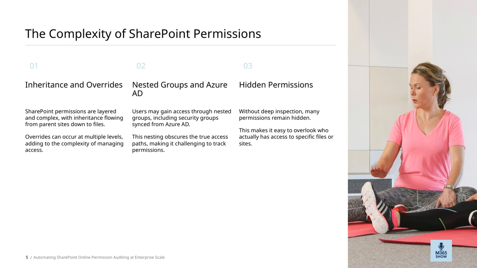Another layer of complexity comes from how SharePoint permissions are structured. They are layered and often inherited from parent sites down to individual files. But this inheritance isn't always straightforward. Overrides can happen at various levels, which adds to the difficulty of managing who has access and where. Understanding these key points highlights why permission management at enterprise scale needs careful, automated auditing solutions to ensure security and compliance.